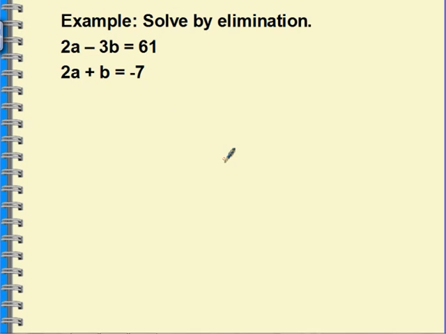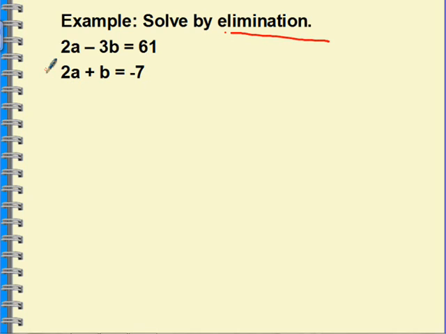Alright, let's take a look at this problem. Solve by elimination. So it says 2a minus 3b equals 61. And then 2a plus b equals negative 7. Well, there's two things that are different here. We have, instead of x and y, we have a and b. But looking beyond the variables, if you look at my a's, here I have 2a, here I have 2a. I have the same coefficient, but I do not have opposite signs.